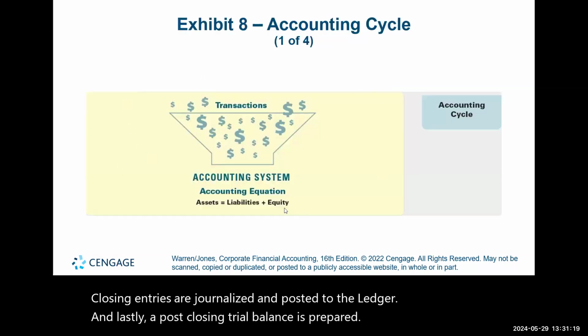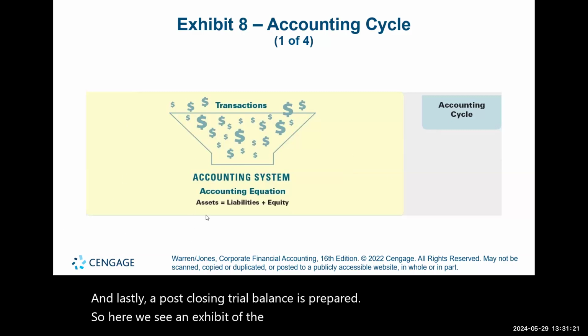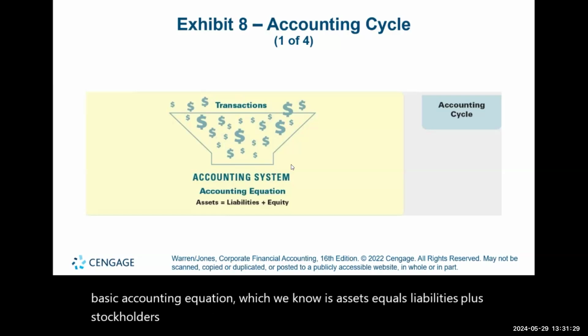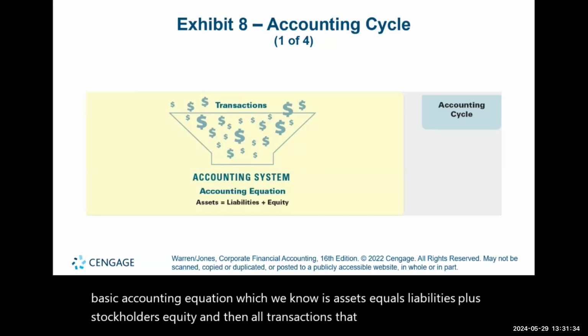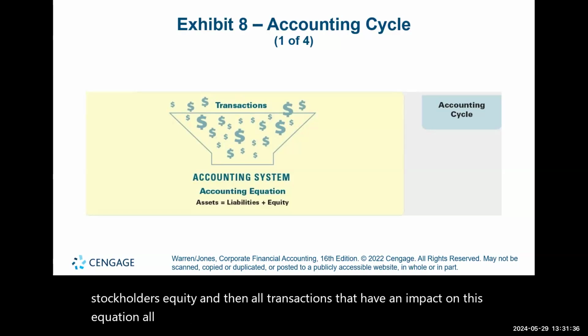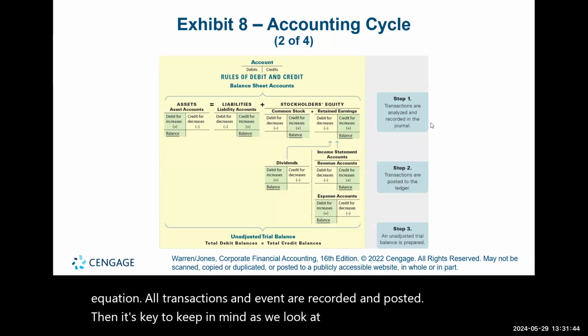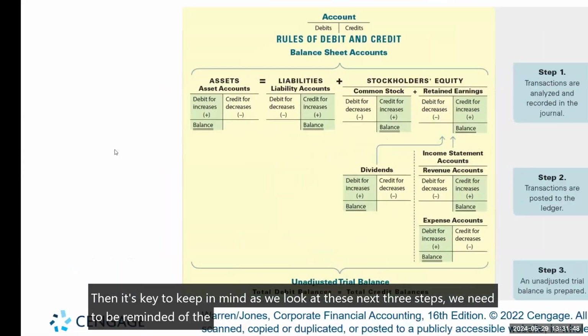So here we see an exhibit of the accounting cycle. We start off with the basic accounting equation, which we know is assets equals liabilities plus stockholders' equity. And then all transactions that have an impact on this equation, all transactions and events, are recorded and posted. Then it's key to keep in mind, as we look at these next 3 steps, that we need to be reminded of the rules of debits and credits.